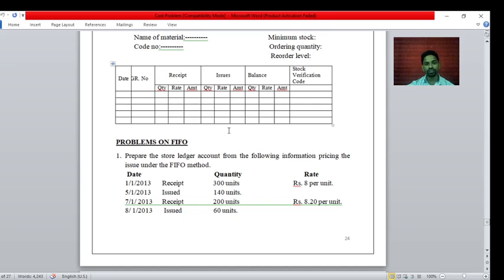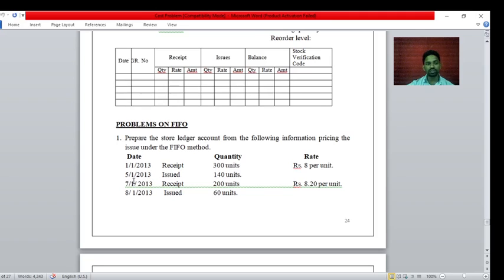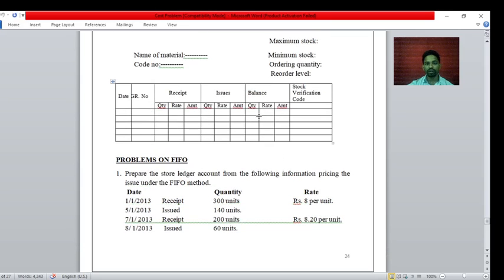So like this we have to solve. Now, on 5th January 2013, 140 were issued. How much was the balance? 300 is the balance. Out of this 300, they issued 140 for manufacturing in the issue column. Put the date 5 January 2013. Make the GR number a dash, because it is not related to the receipts, but it is related to the issue. So make it 140, out of this 300 balance, 140 at the rate of 8.